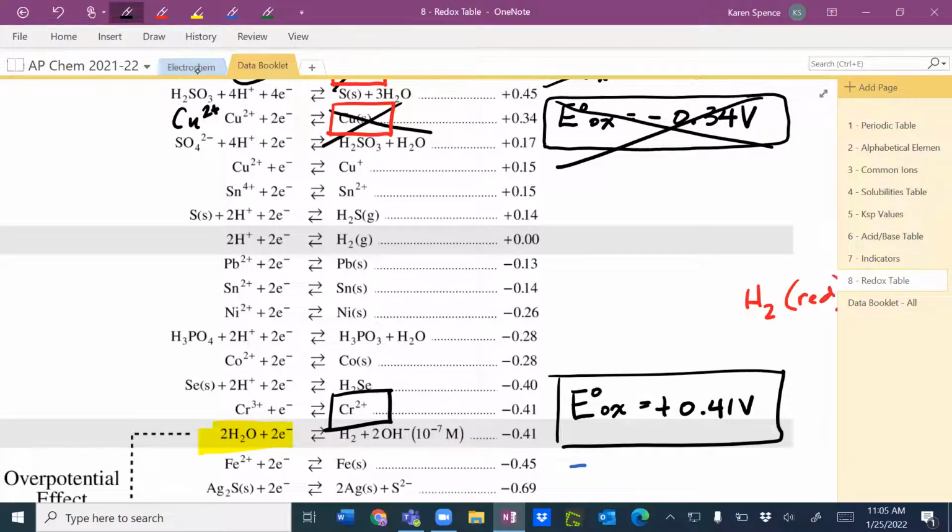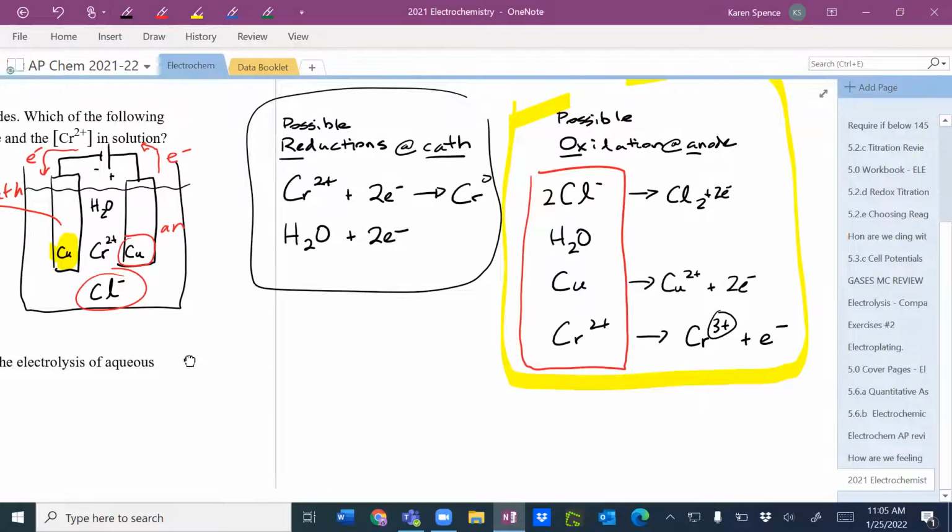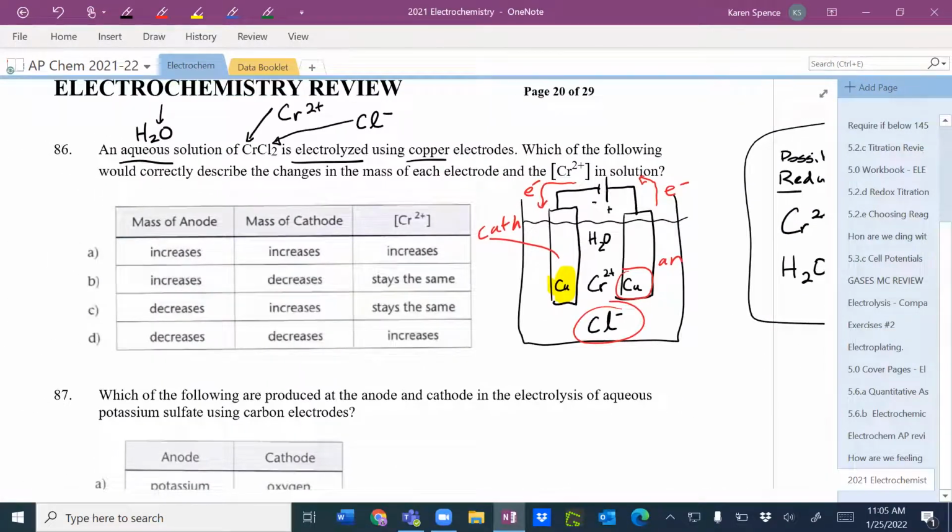All right. So at the anode, well, I don't believe that it would stay the same. I think this is a bad question because the mass of the anode should be staying the same because copper is not being oxidized at the anode. Chromium is being oxidized at the anode. I'm just going to say this is a bad question, unless anyone out there has a genius look at this one.